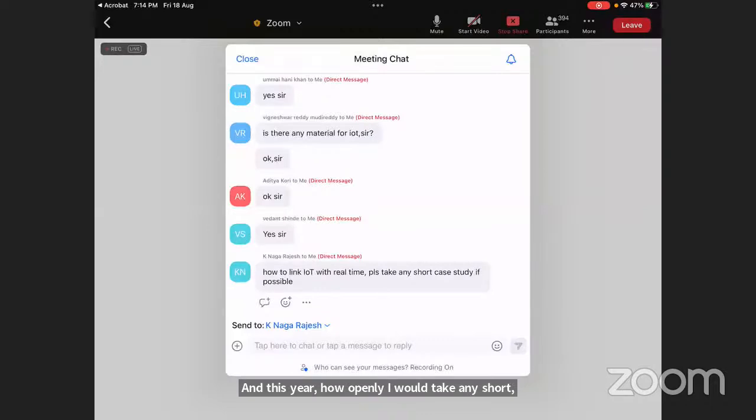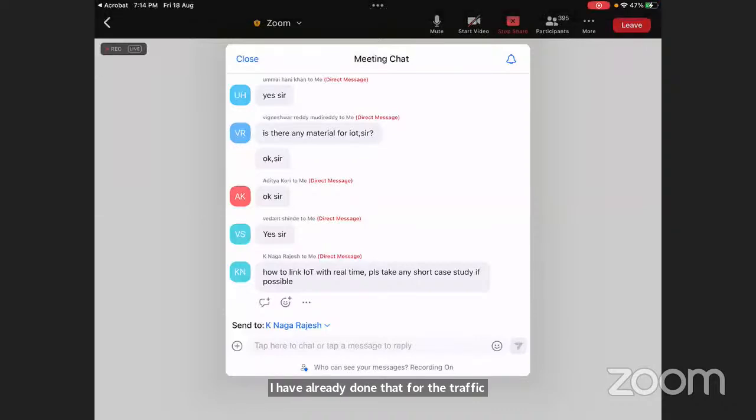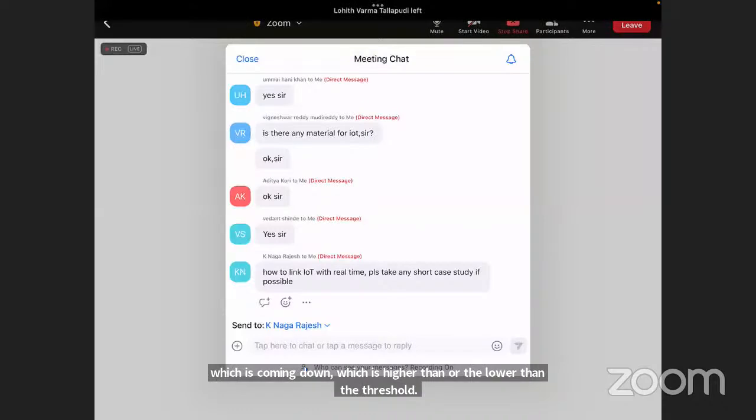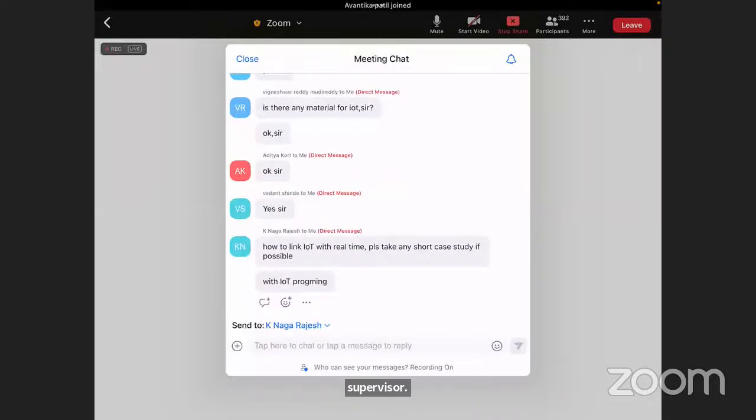I have already done that, Naga. I have already done that for traffic, a smart traffic camera. I have also done that for a hatchery kind of scenario, in real time. And whenever you have an alarm, whenever the data from the sensor is breaching the point, higher or lower than the threshold, then an alarm is triggered in the local area. There's also a message given to the supervisor if the breach is higher. So things like that with IoT programming.